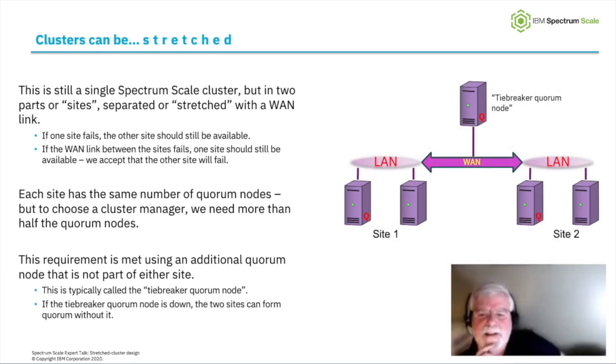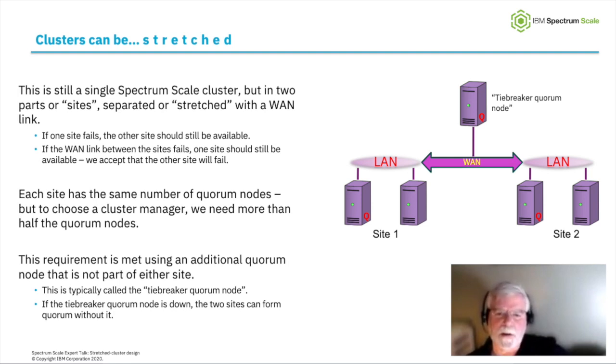All right, and here I'm showing a cluster where I put some distance between some sets of nodes. I've stretched it between 2 sites. Ideally, we want it to be the case that if one site goes down, the other site remains running. Now, obviously, we need some quorum nodes in each site. But if we put the same number into each site, then each site only has half of the quorum nodes, and half is not bigger than half, so you never have quorum. So to remedy this, we need one more node, and that's what we call the tiebreaker quorum node. And logically, this is outside of both sites.